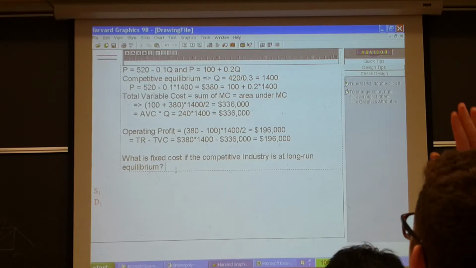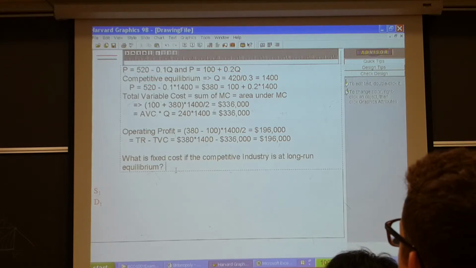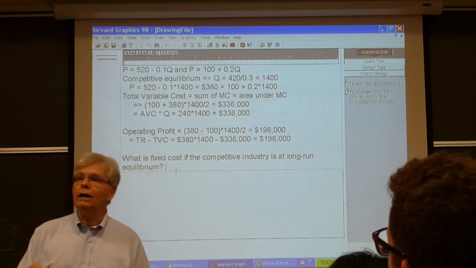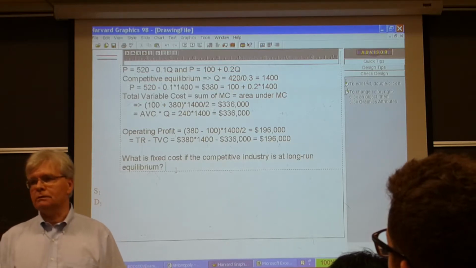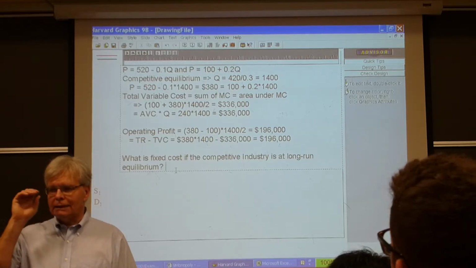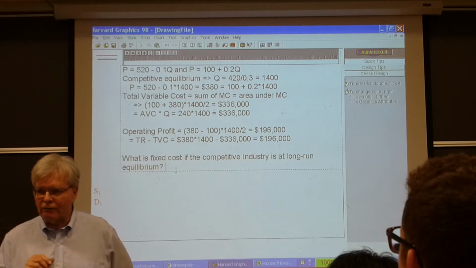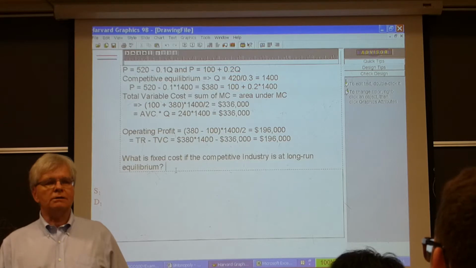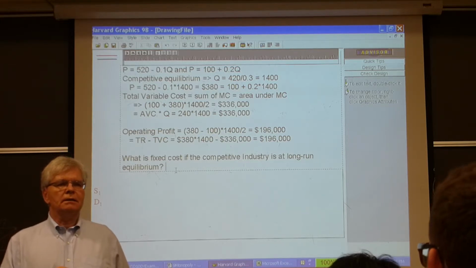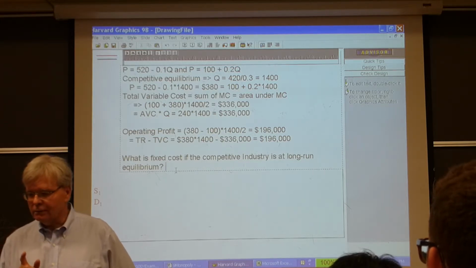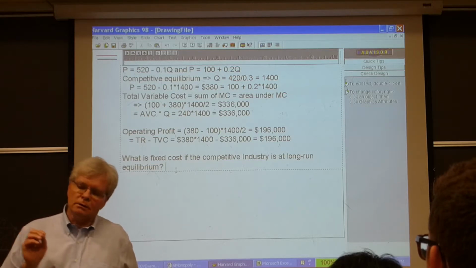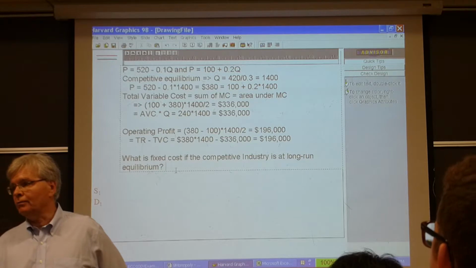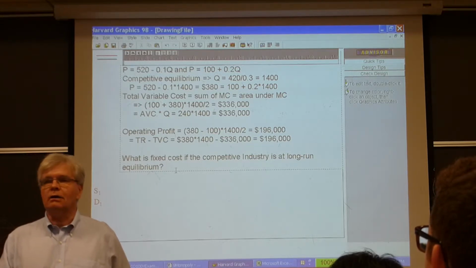All right, let's think it out. At long run equilibrium, what do we have for a competitive firm? Zero economic profit. That means you have zero difference between total revenue and total cost, and total cost includes fixed costs. Now we know total revenue, and we know total variable cost, and we know total operating profit. So what is fixed cost?